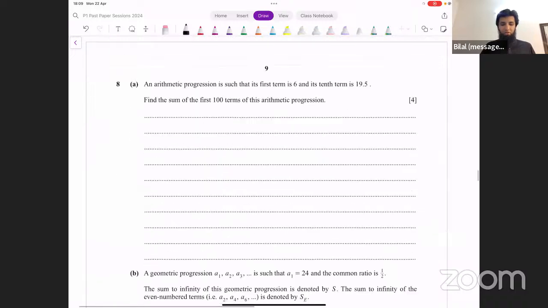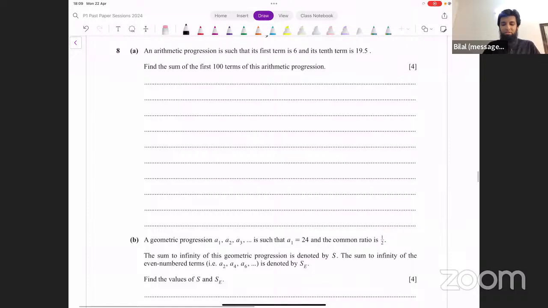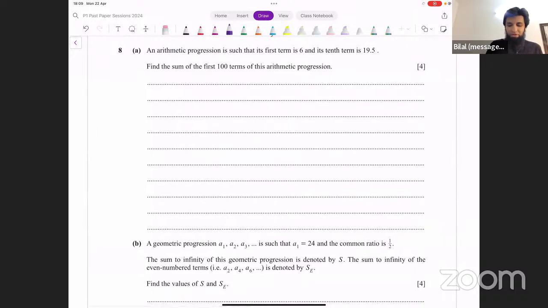Okay. Now, question number 8, it says an arithmetic progression, an AP, is such that its first term is 6. So first of all, let's write that down here. It's an AP, arithmetic progression. Its first term is 6. That means it starts from 6. And the 10th term is 19.5. So we can say A equals 6 and T10, the 10th term, that is 19.5.